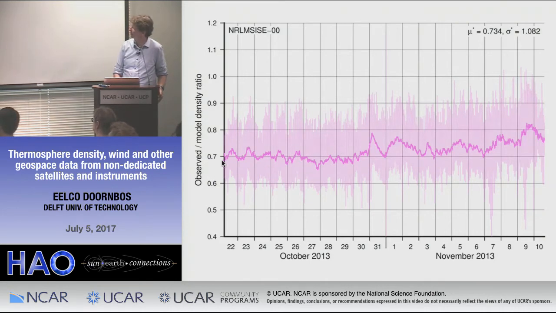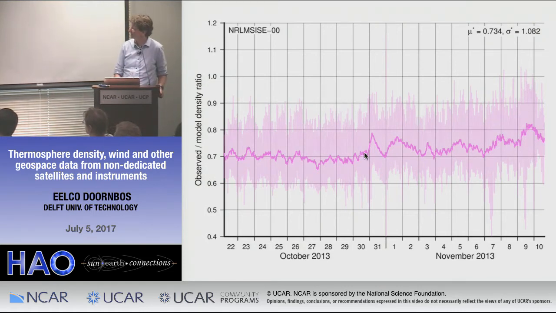So what we usually do is to compute the observed over model density ratio, because the density changes by a couple of orders of magnitude when you go over these different altitude ranges. So you have to basically divide it by, for example, the model value to get the ratio. If you do the difference, then you get plots where you then cannot see any detail.